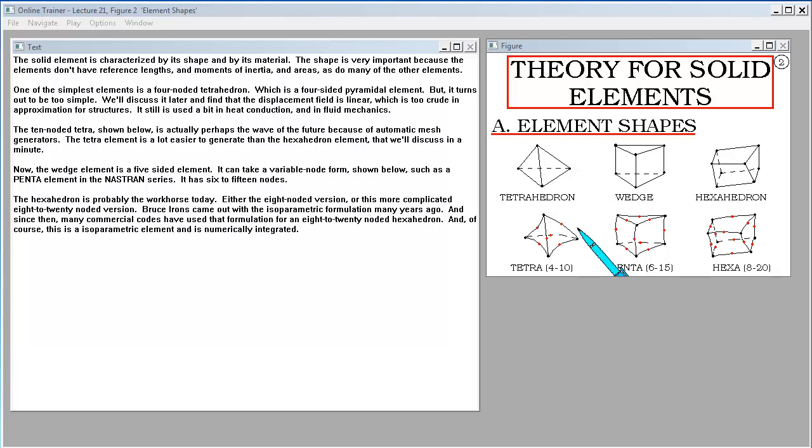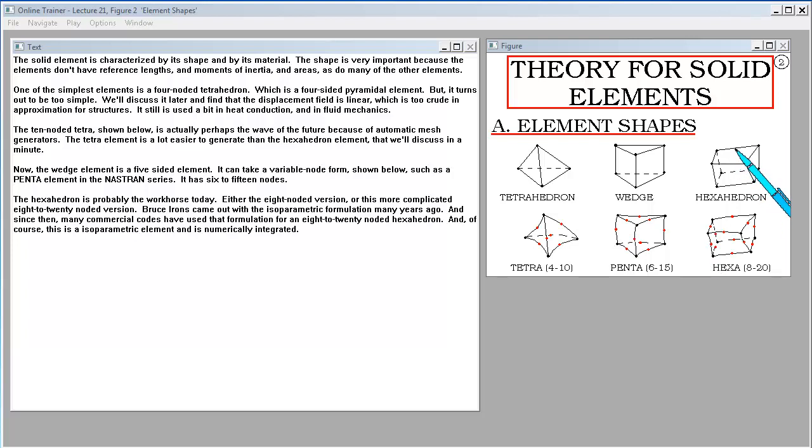The 10-noded tetra shown below is actually perhaps the wave of the future because of automatic mesh generators. The tetra element is a lot easier to generate than the hexahedron element that we'll discuss in a minute. Now the wedge element is a five-sided element. It can take a variable node form shown below, such as a Penta element in the Nastran series. It has 6 to 15 nodes.